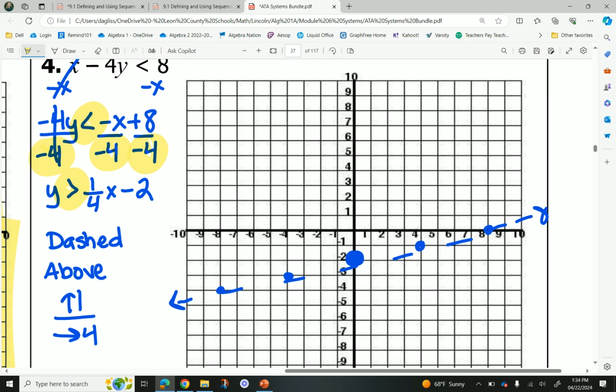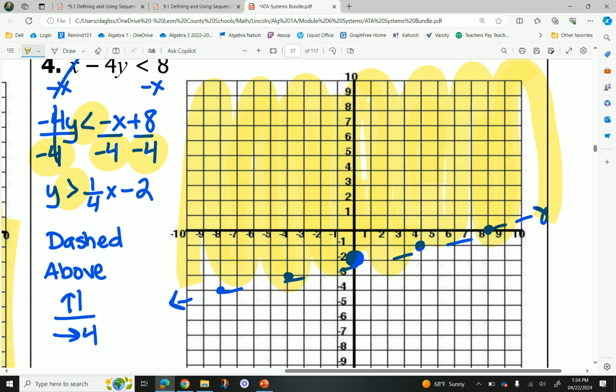All right, so above or below? We said above, right? Find the y-intercept, go up. So if I went up, that means all of this is in my shade. If you wanted to test your origin, it should work, right? Did we shade in the origin? Yeah, it's in there. My origin is definitely in my shaded region.